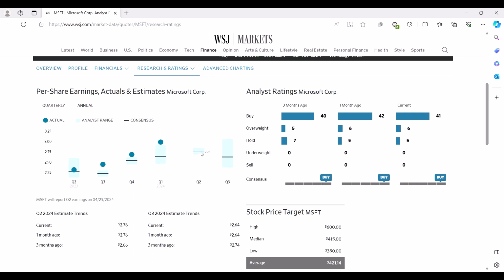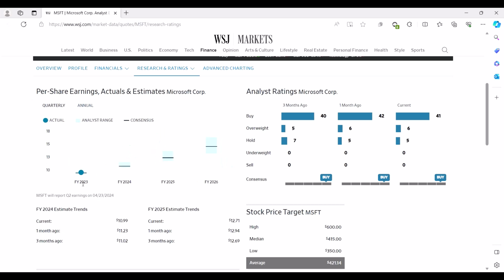So Q2 of 2024, the analysts are predicting them to fall off just a little bit. And then Q3 of 2024, they're predicting a little bit of the same. Now that's quarterly. When we look at the annual, we see something much, much more promising for us, which is a consistent increase in your annual per share earnings for these Microsoft shares. You see them just go up and up all the way to a predicted 14.98 per share earnings in fiscal year 2026.